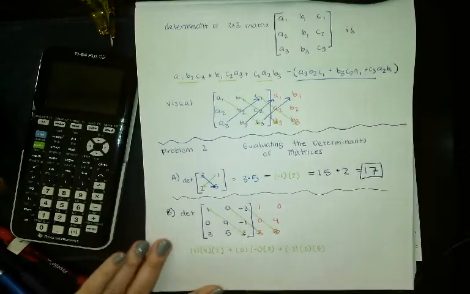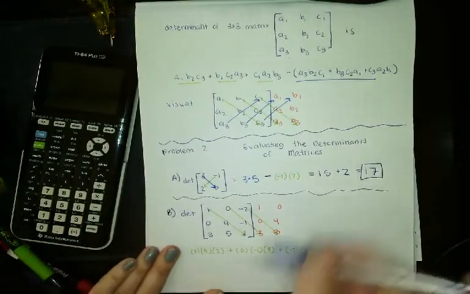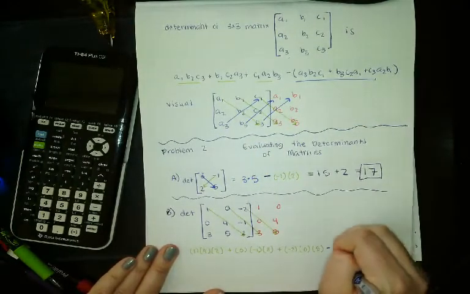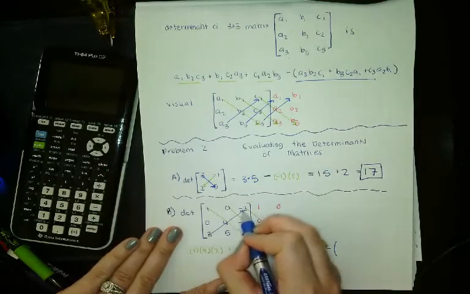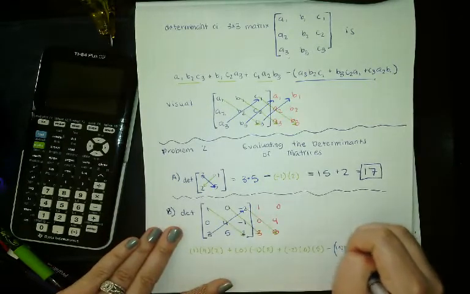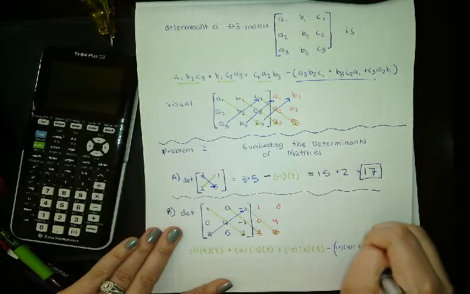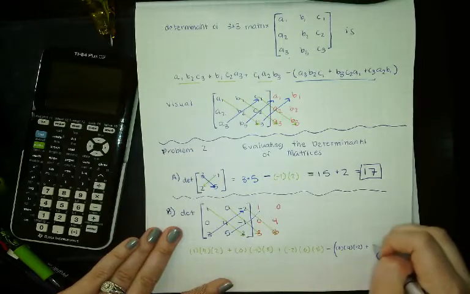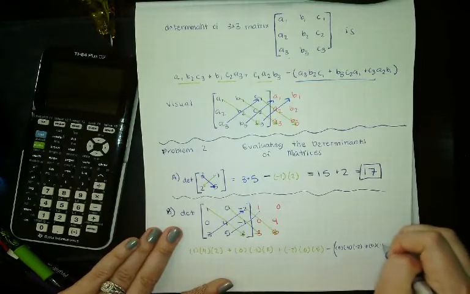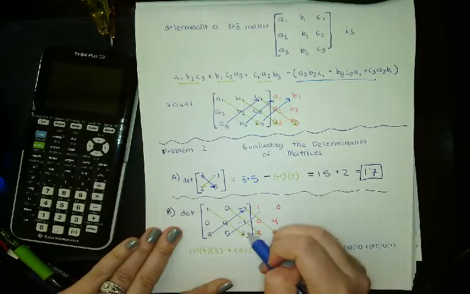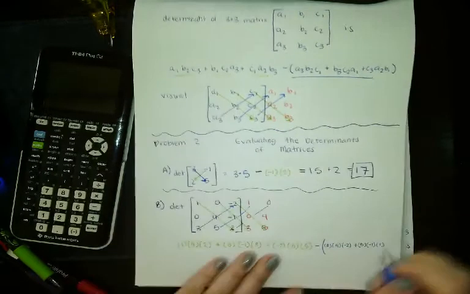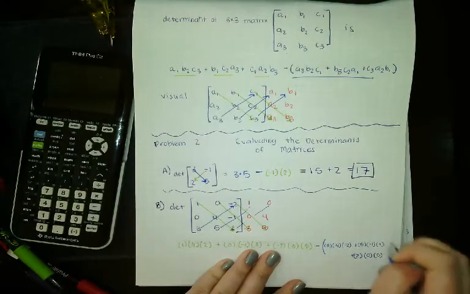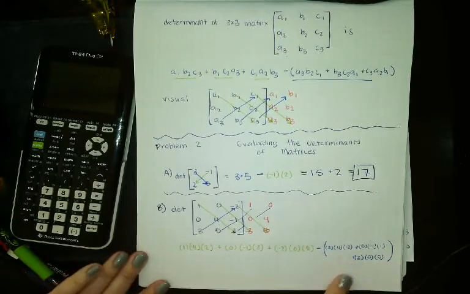Okay, and then I'm going to do these ones, except I need to make sure I minus all of them. So 3 times 4 times -2. And then 5 times -1 times 1. And then 2 times 0 times 0. I'm going to minus those once I do them.